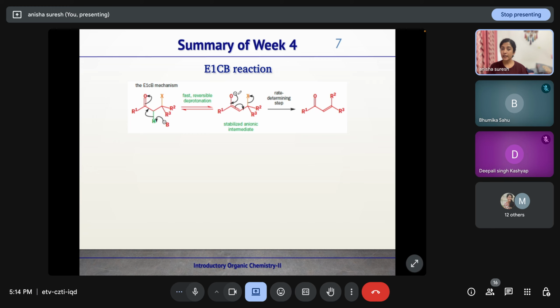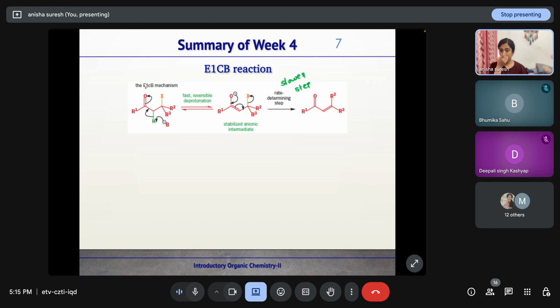Now either it can fall back and abstract a proton, resulting in the formation of the product back, or otherwise, once this negative charge falls on oxygen, this double bond will shift, and X, if it is a better leaving group, will eliminate, leading to formation of this alpha beta unsaturated carbonyl. And this is a slower step, and hence this is the rate determining step of this reaction. So this is how the E1cB reaction is taking place.